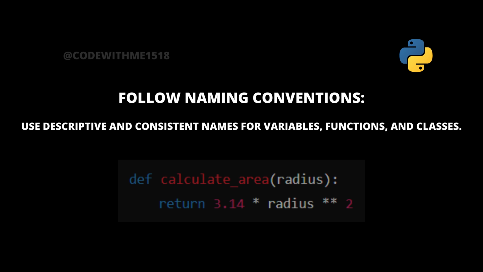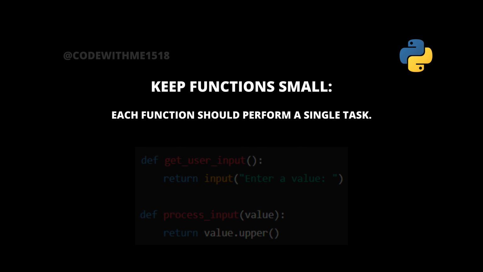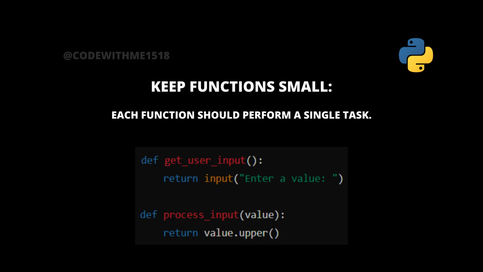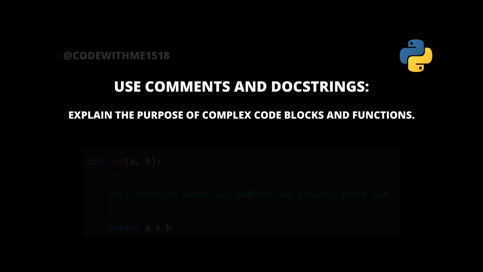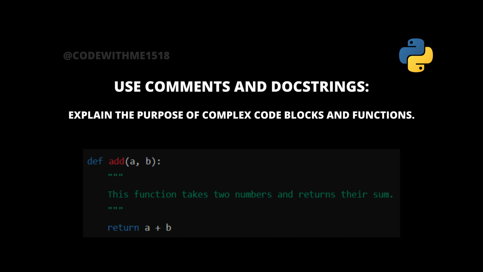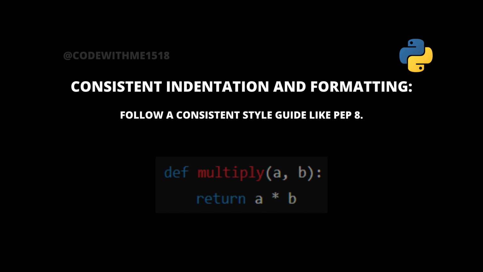Follow naming conventions: use descriptive and consistent names for variables, functions, and classes. Keep functions small: each function should perform a single task. Use comments and docstrings: explain the purpose of complex code blocks and functions. Use consistent indentation and formatting: follow a consistent style guide like PEP8.